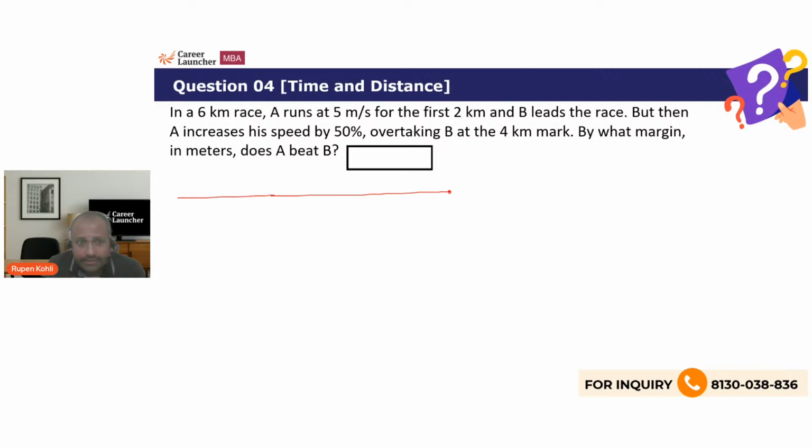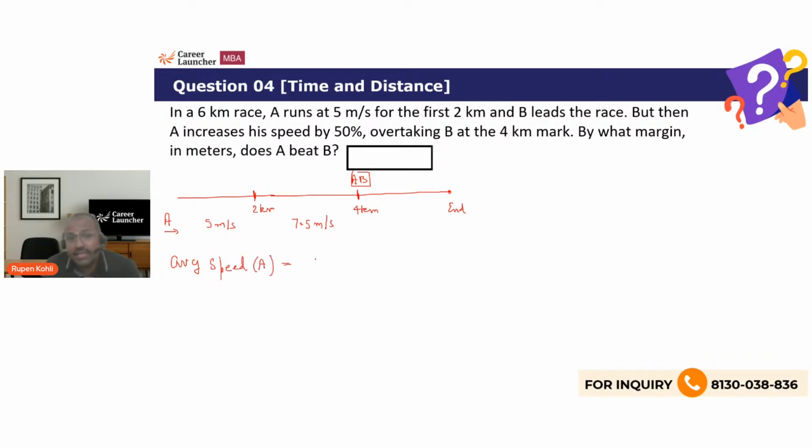This is the race. This is the 2 kilometer mark. This is the 4 kilometer mark. And this is the final end point, the 6 kilometer mark. So A, who has been behind, ran over here at 5 meters per second, then over here at the rate of 7.5 meters per second. A and B are together here, all together. So we are trying to find the average speed of B, which is equal to the average speed of A also after the 4 kilometer mark.